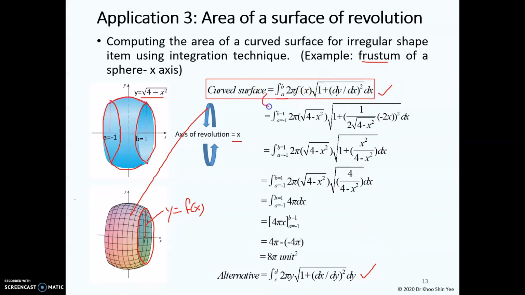Let's continue with this. So you can substitute the a and b inside, which are equal to -1 and 1. And then you can substitute the f(x) function. So the f(x) function here is equal to y. So you can substitute this inside. And then differentiate it with respect to x.